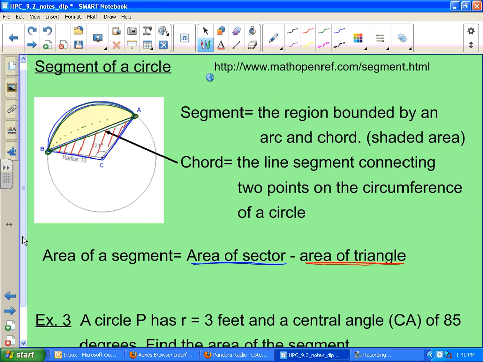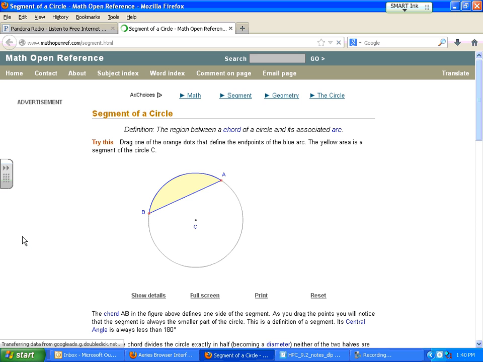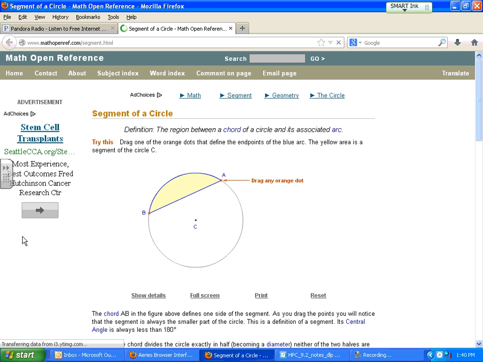All right. What about these segments? How big can they be? Let's see. Watch this. Oh, look at that. Isn't that fun? So you can drag. Here's the area of our shaded region, again, defining our segment.